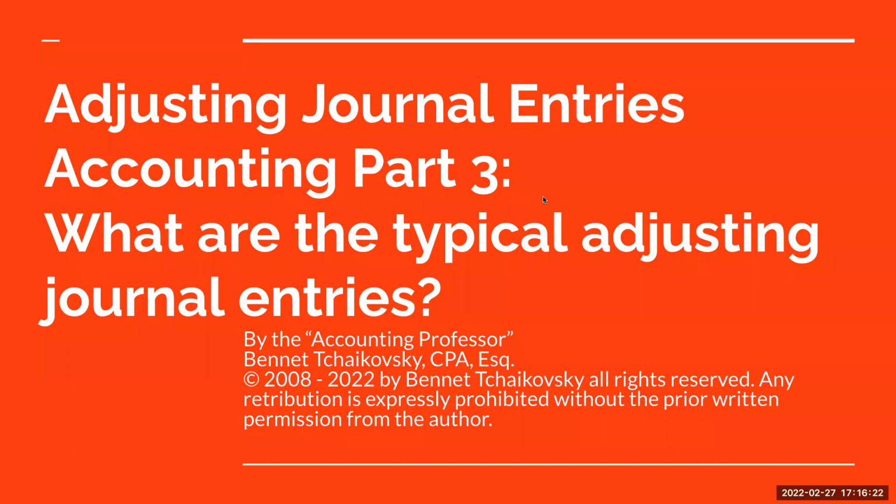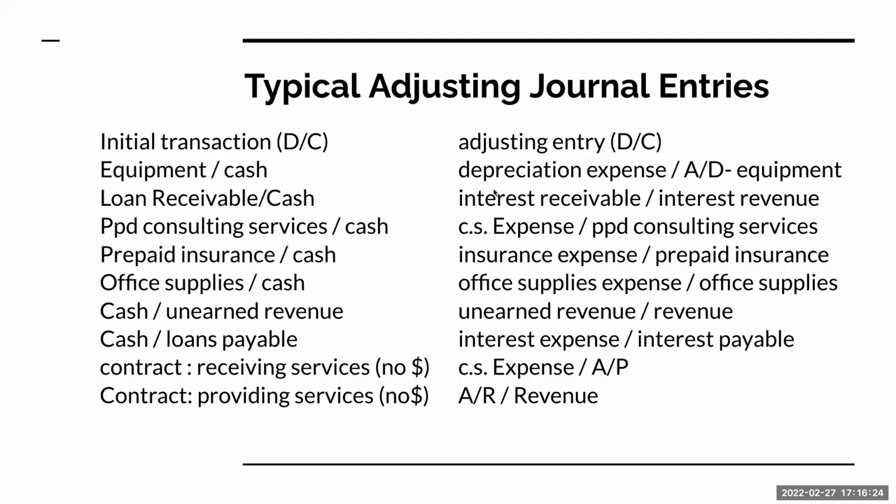What are the typical adjusting journal entries? So when we're going through and looking at typical adjusting journal entries, this is really why it can help to have these memorized, right?